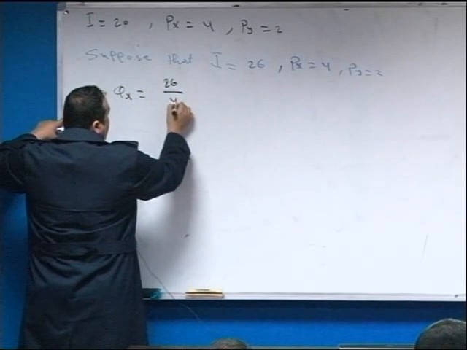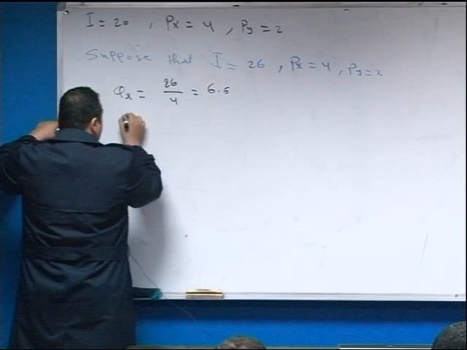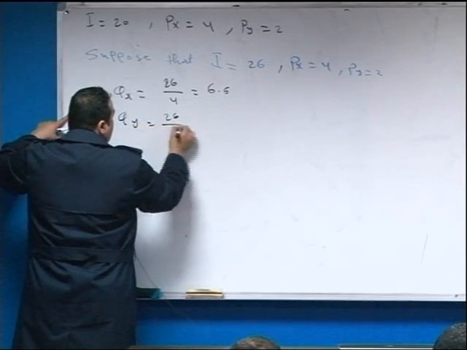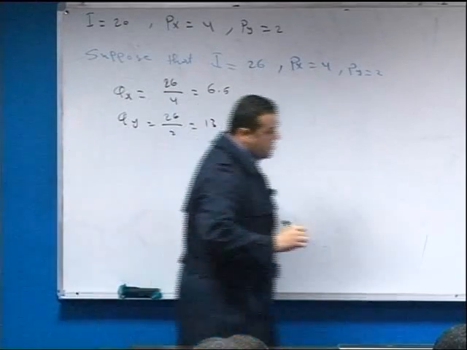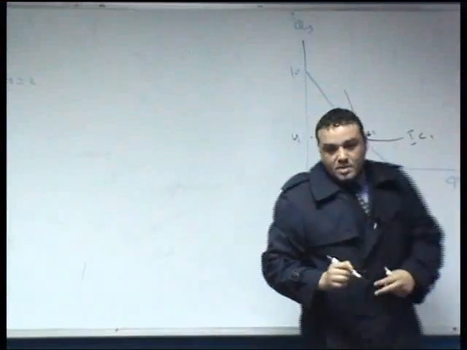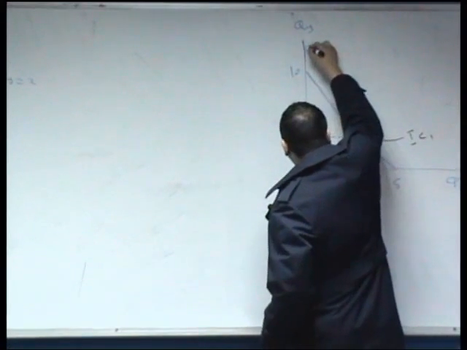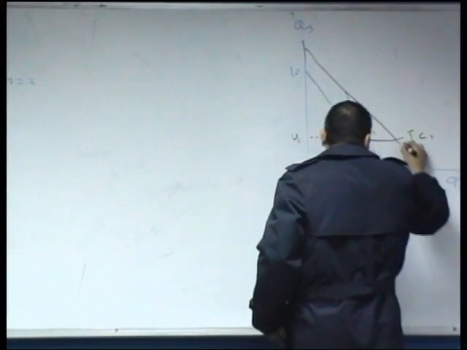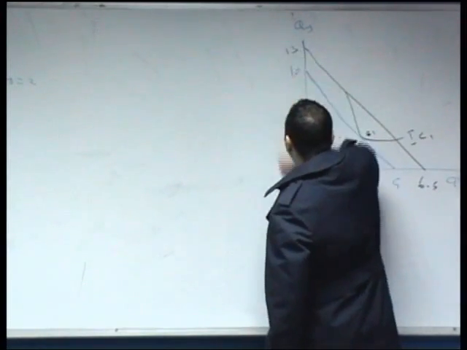26 over 4, how much? 6.5. QY equals 26 over 2 equals how much? 13. So in this case, 6.5, it would be a parallel shifting. 6.5, 13.